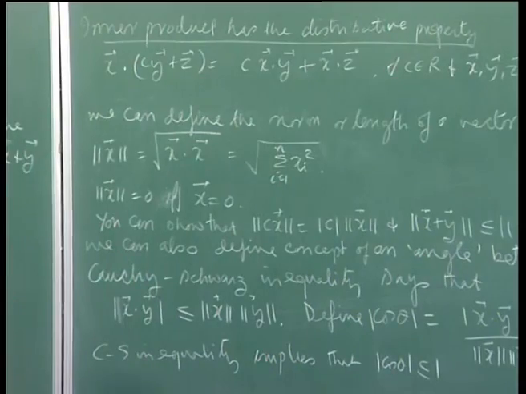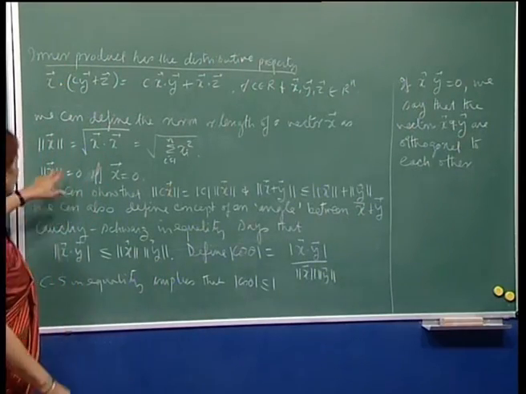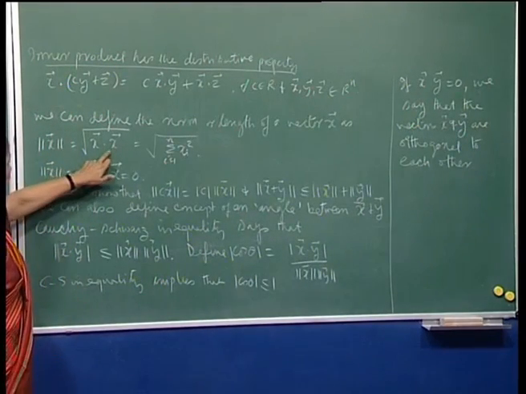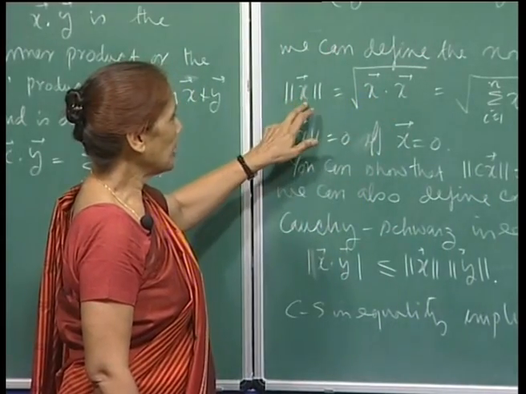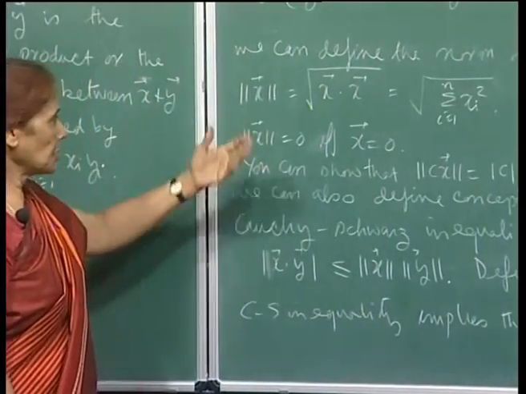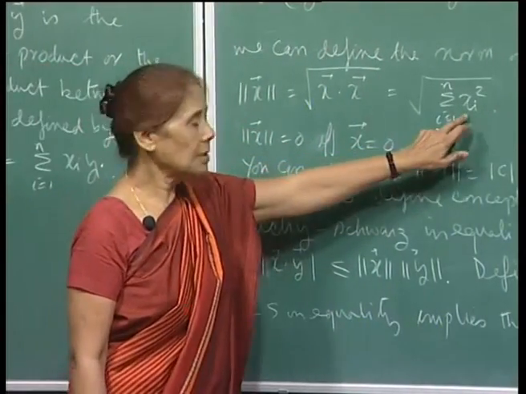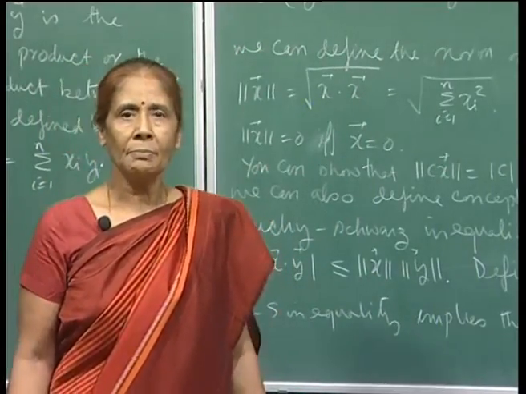So, the distributive property is there. Then with the help of the inner product, we can define the norm or the length of a vector, and it is done by taking the inner product of the vector by itself and then the square root. So, the norm or the length of vector x is given by this number, right, and you can show immediately, because you have real numbers, a sum of squares of real numbers, if it is 0, then each number must be 0.